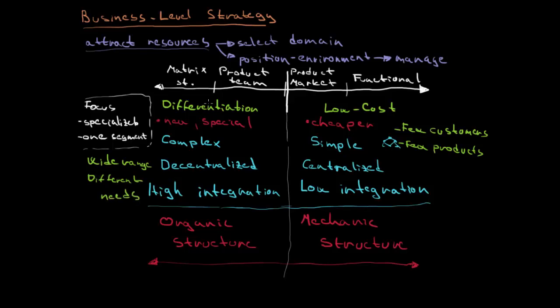So this was the business level strategy. The basic point is that we would like to attract some resources. We need to select our domain, then position ourselves in the environment and to manage it. So we have got two kinds of strategies. Of course, there is the focus strategy, but these are the more important ones. Always imagine with the low cost that we need something cheaper, and on the other hand, we need something new and special.